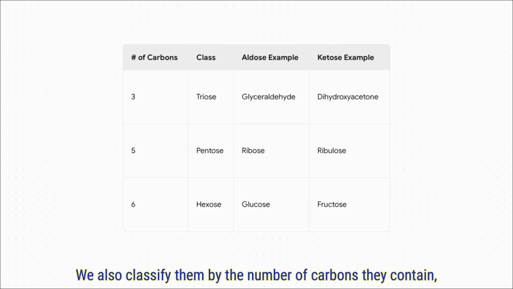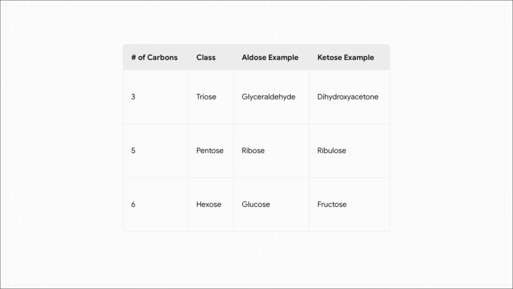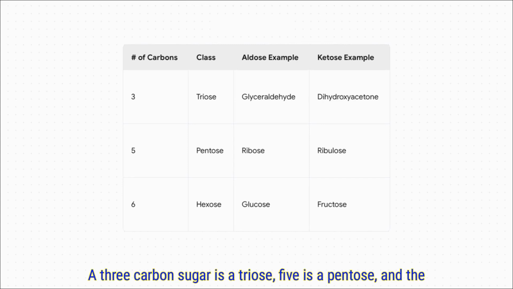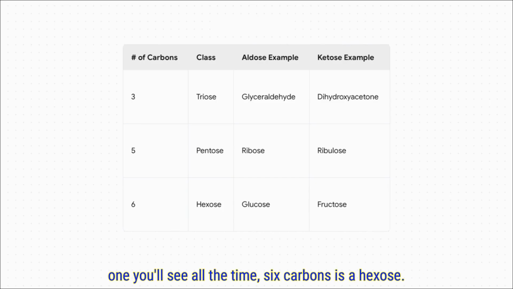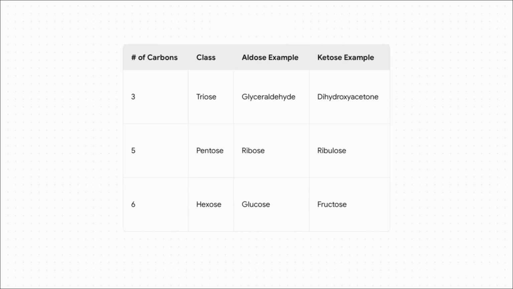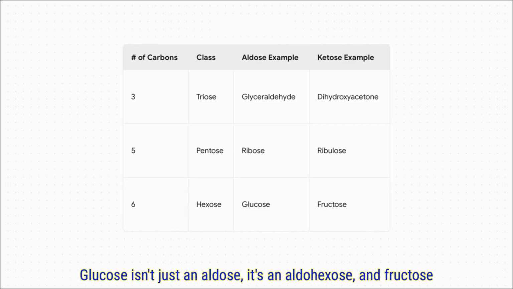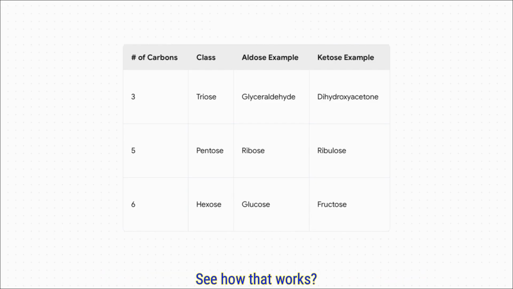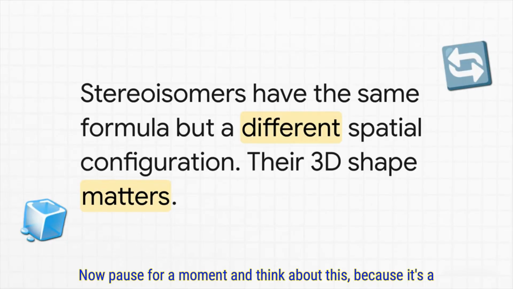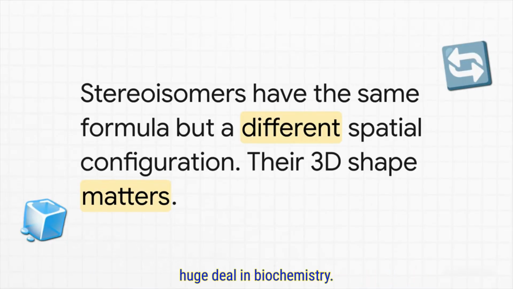We also classify them by the number of carbons they contain, which gives them their general name. A 3-carbon sugar is a triose, 5 is a pentose, and the one you'll see all the time, 6 carbons, is a hexose. So we can put these two classifications together. Glucose isn't just an aldose, it's an aldohexose, and fructose is a ketohexose.